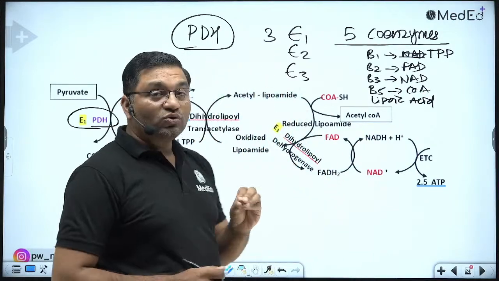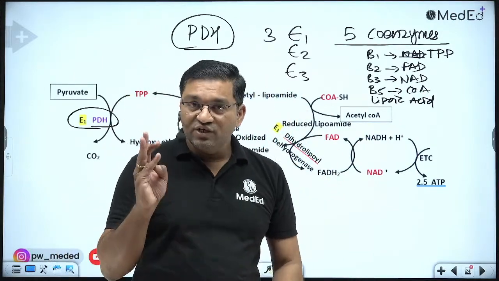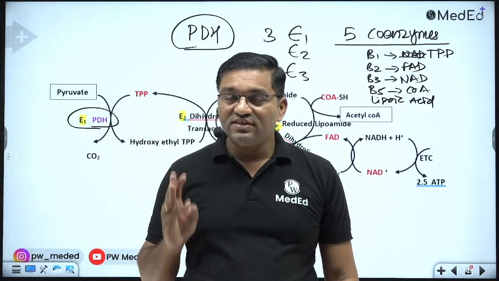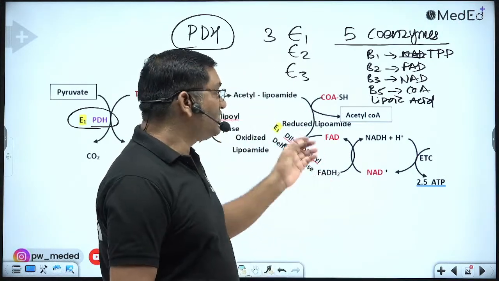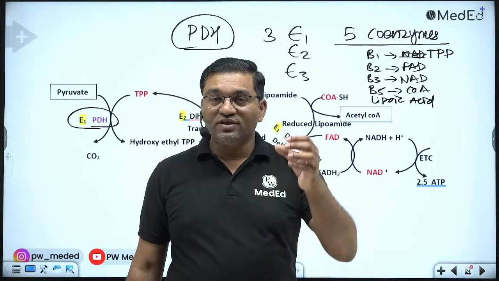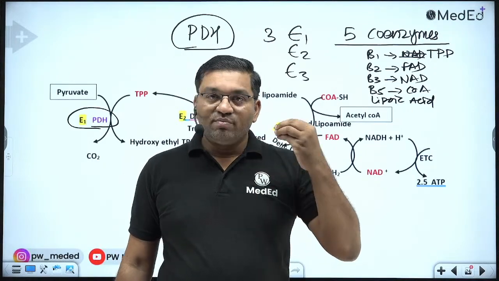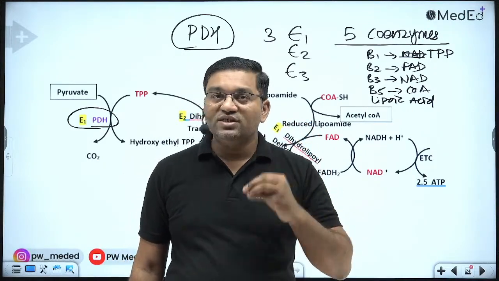The other 2 similar enzyme complexes are the alpha ketoglutarate dehydrogenase complex of the TCA cycle and the branched chain keto acid dehydrogenase complex, which is important for the metabolism of branched chain amino acids, that is valine, leucine, isoleucine.